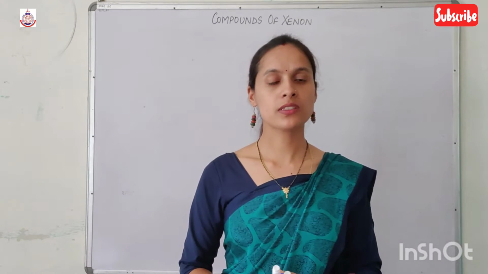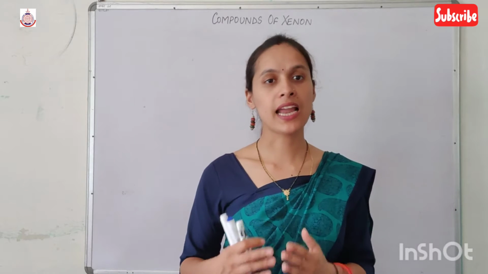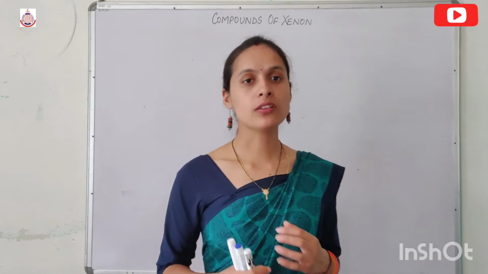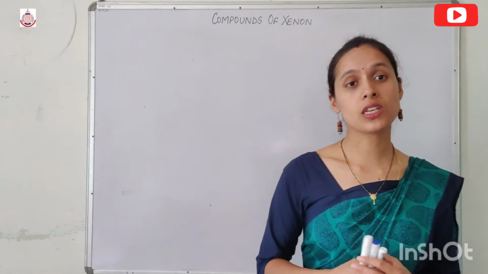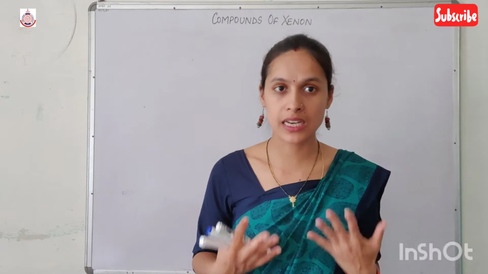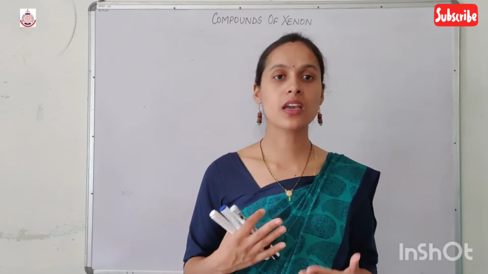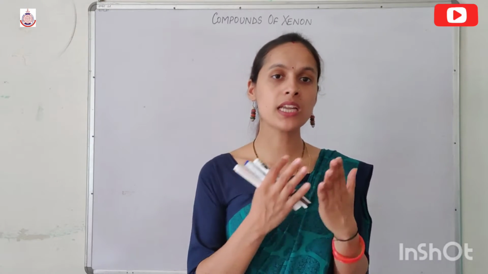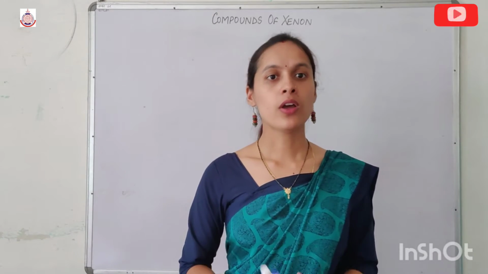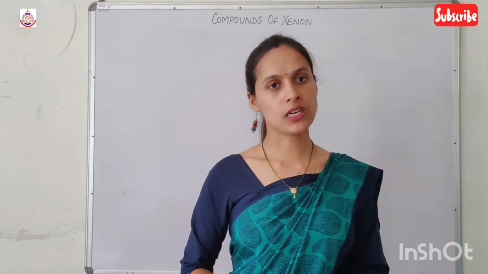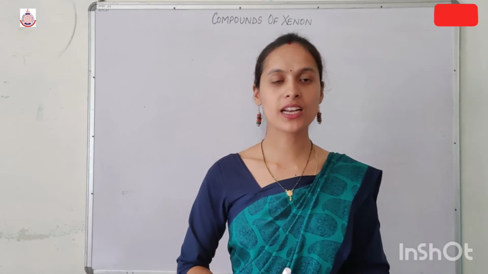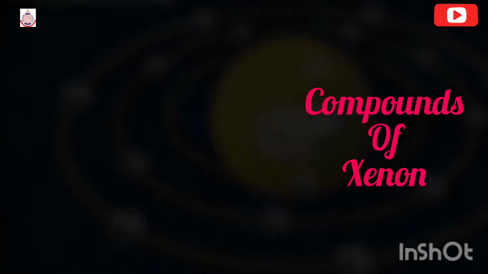Most of the compounds of xenon are formed with highly electronegative atoms like oxygen and fluorine, because when xenon reacts with oxygen and fluorine, a sufficient amount of energy is released, which results in the moving of the electron of xenon from p to d orbital. So in this video we are going to study the various compounds of xenon. Without any delay, let's get started.